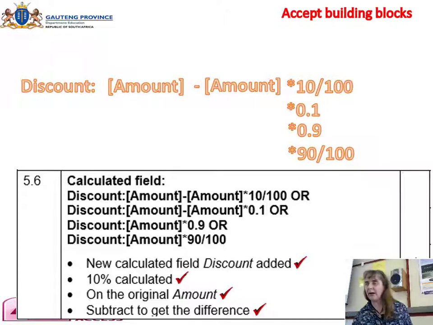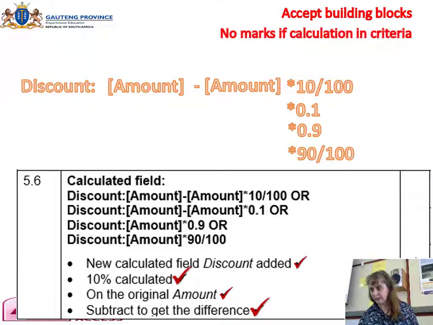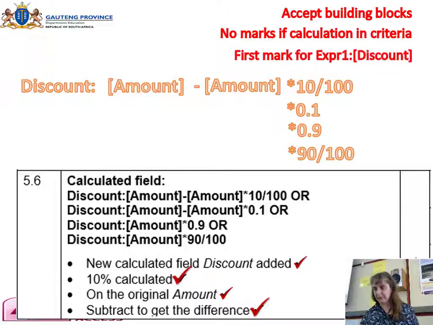So that's what I look at with the discount. So it's discount amount minus the amount times 10 divided by 100, or times 0.1, or times 0.9. No marks if calculation in criteria. Remember, it must be inside a calculated field. Okay, first mark for the expression that must be discount. So they shouldn't have the word expression, discount, must just have the discount. But now what they're doing here is that the first mark will go for the new name discount.